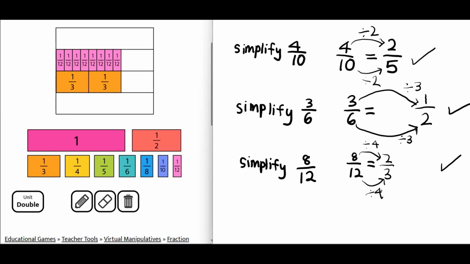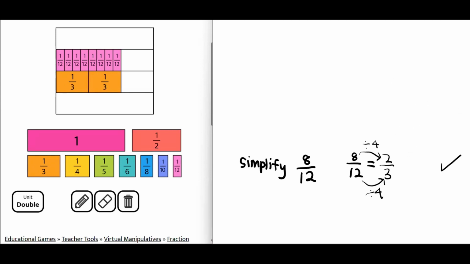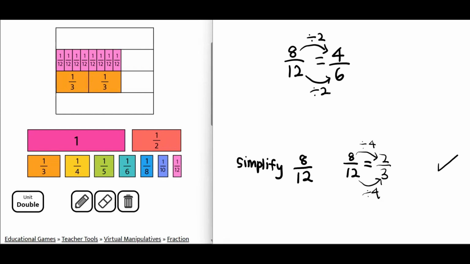Okay, if you notice, for 8/12, there was a way to get 4/6, instead of going directly to 2/3. So for example, like just now, I got this at first. And when I got this, actually what I did was I divided my numerator and denominator by 2. So if you get into this situation, please do not panic. We realize we need to simplify again. We can just continue on.